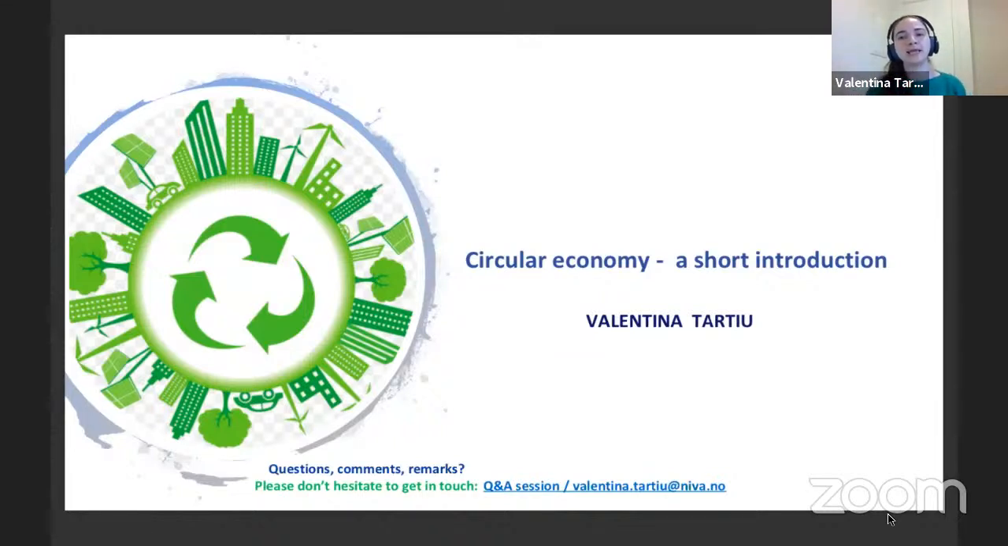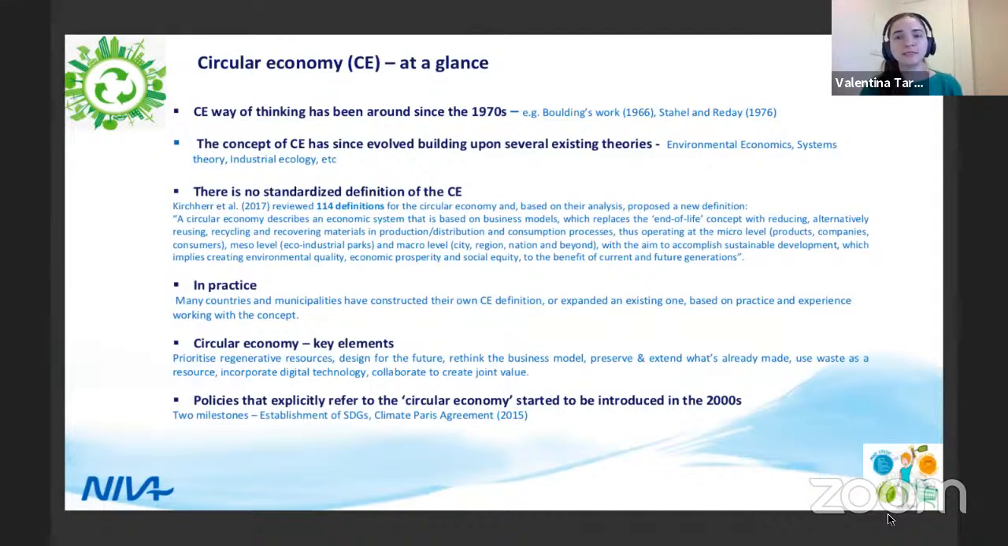The circular economy has gained increasing prominence as a system which presents solutions to some of the world's most pressing cross-cutting sustainable development challenges like climate change, resource scarcity, and loss of biodiversity. The circular economy way of thinking has been around since the 70s. In 1966, the American economist Kenneth Boulding introduced the concept of a cyclical system that is regenerative and zero waste, where the finite resources on Earth are recycled and their value is optimized. The concept of circular economy has since evolved with the help of several existing theories and concepts, most importantly, environmental economics.